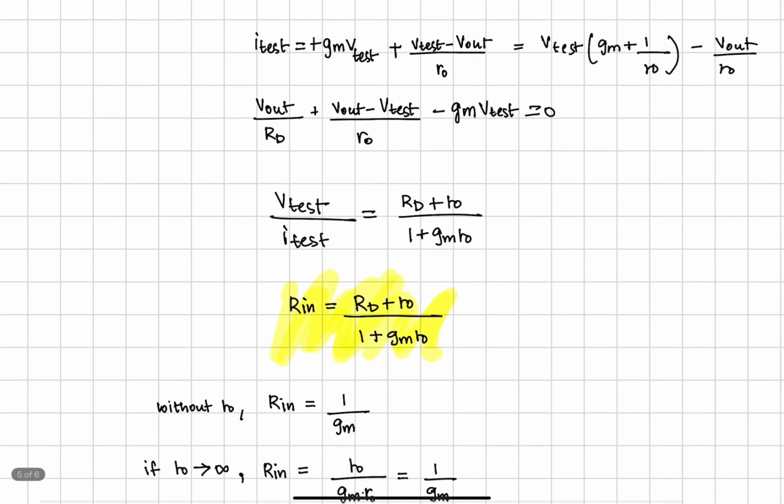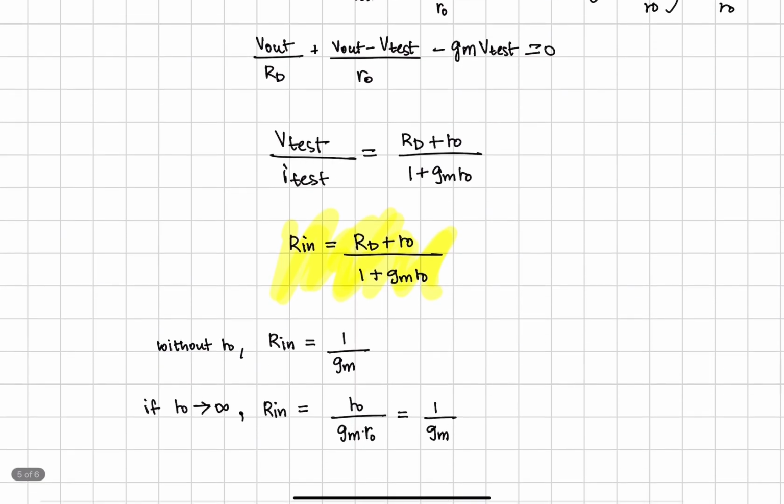So without the internal output resistance, Rin is equal to 1 by gm, which we derived in the previous video. This Rin value can be realized if RO tends to infinity, and Rin will be equal to RO divided by gm into RO, because RD can be neglected and 1 can also be neglected. So RO divided by gm into RO is equal to 1 by gm.